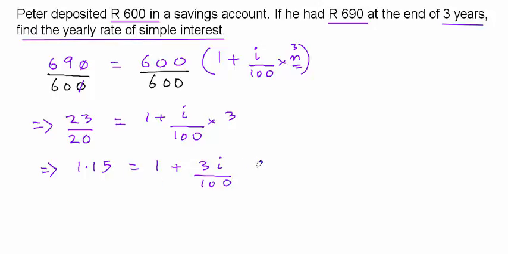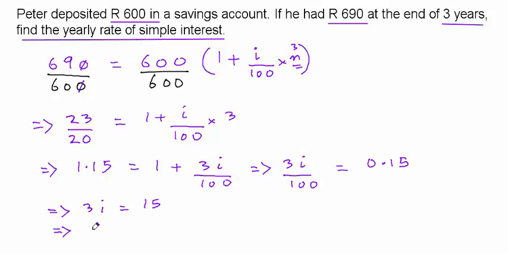Which means this 3I over 100, taking the 1 to the other side, is equal to 1.15 minus 1, which is 0.15, which means, multiplying both sides with 100, 3I is equal to 15. Therefore, the rate of interest, I, is equal to 15 divided by 3, which is equal to 5% per year or per annum. Let's try another one.